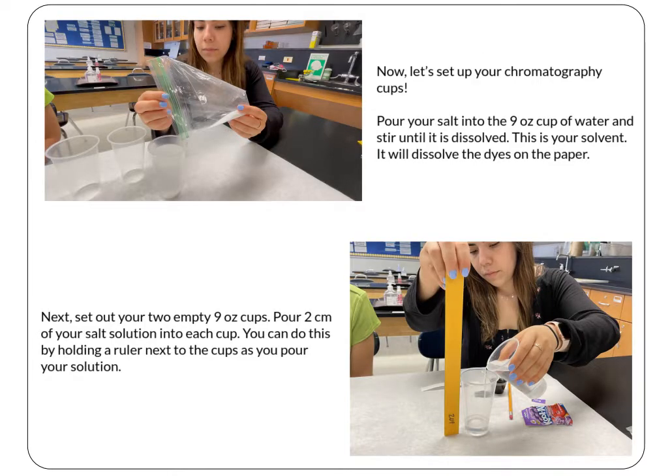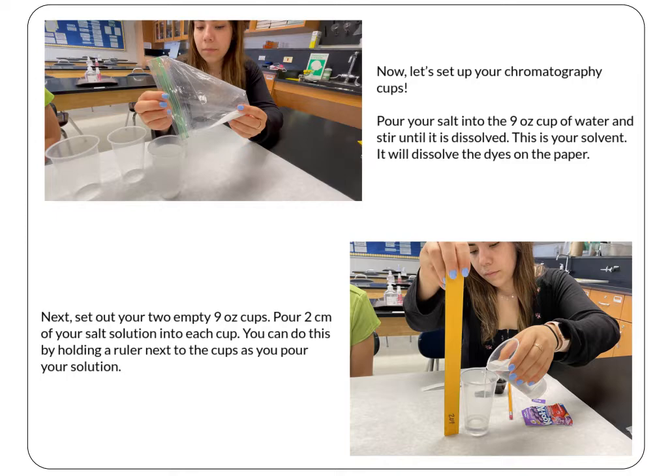Now it's time to set up your chromatography cups. Pour your salt into the 9-ounce cup of water and stir until it's dissolved. This is going to be your solvent, and it's going to dissolve the dyes on your paper strips. Next, set out your 2 empty 9-ounce cups. Pour 2 centimeters of your salt solution into each cup.